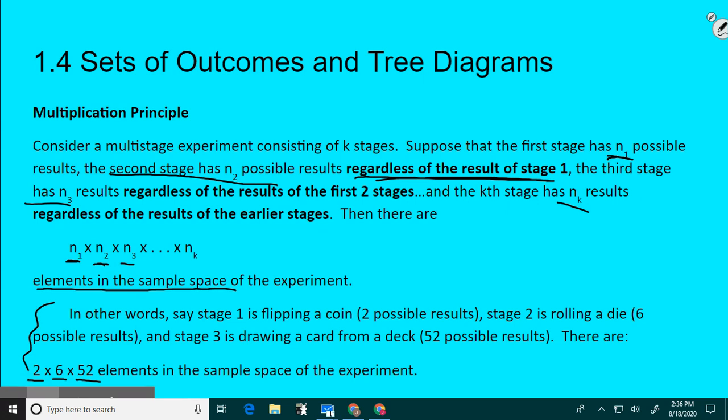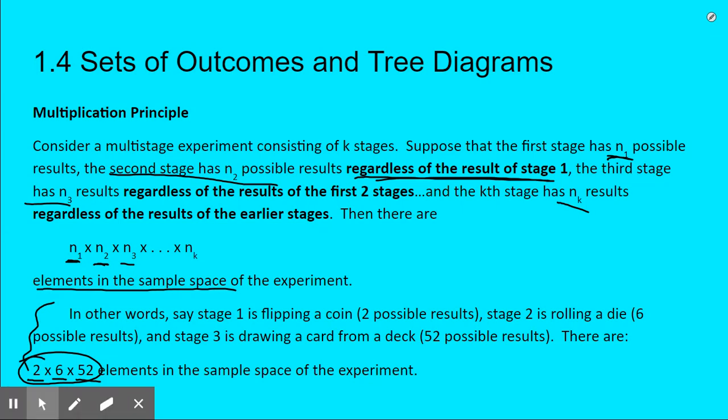That leads to then probability. Say I wanted to find the probability of getting a head, a 4, and a jack of diamonds. You could then find how many ways that can happen and divide that by the total in the sample space. Right now, we're not doing any probability yet. We're just finding how many are in the sample space. Okay, so that's it. That's section 1.4 on sets of outcomes and tree diagrams.